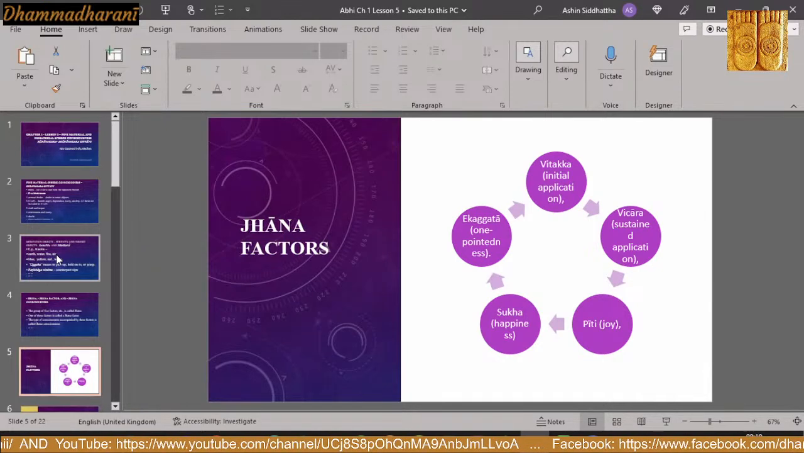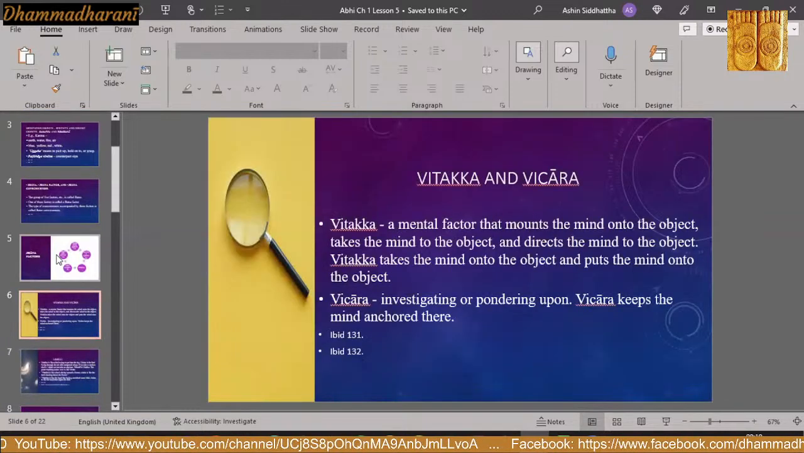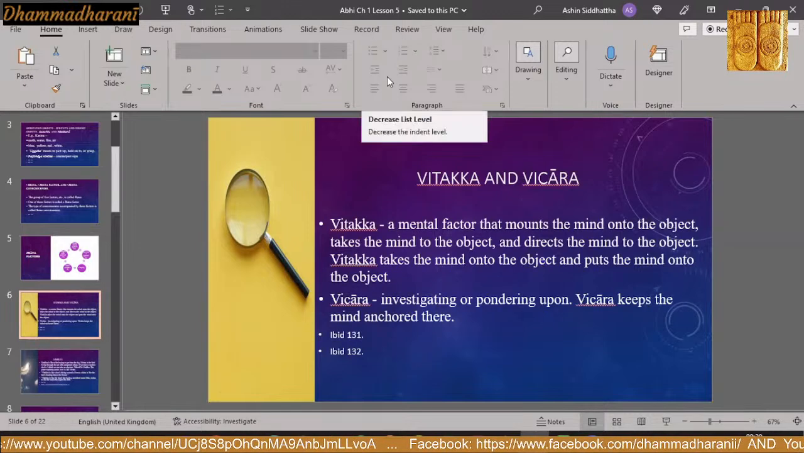Now we have learned what is jhana, what are the jhana factors, and what is the jhana consciousness. Now let's move into the jhana consciousness. Just before the jhana consciousness, we should also clarify the nature of these jhana factors. What are the characteristics of those jhana factors? Now you are familiar with them: vitakka, vichara, piti, sukha, and ekaggata. There are 5 jhana factors.